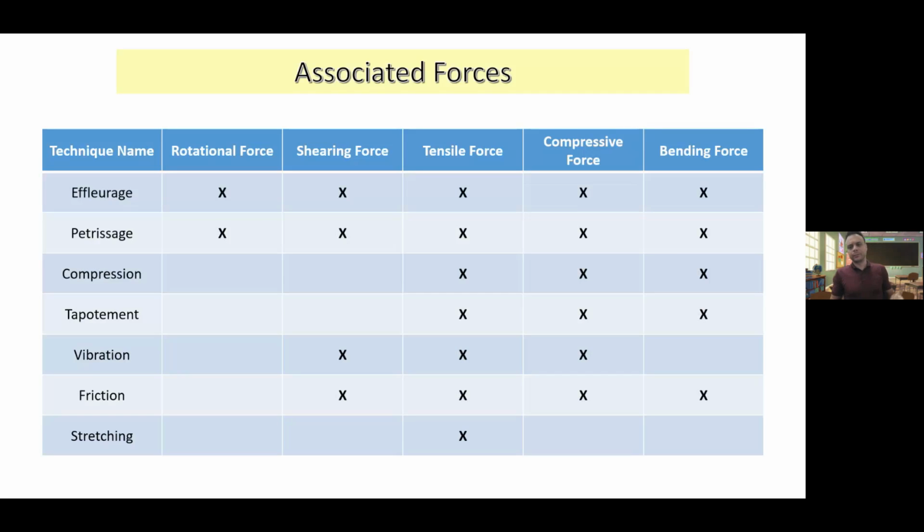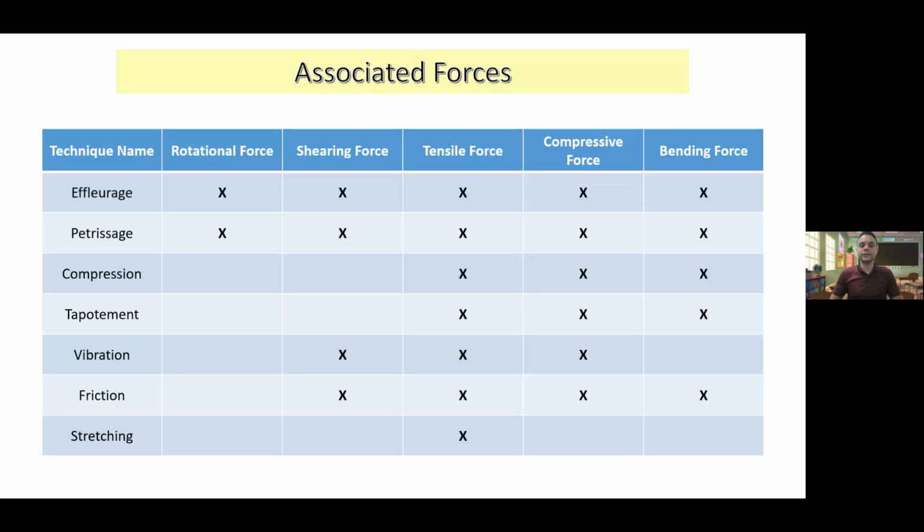So here is just a brief table that depicts what forces our techniques perform or produce, right? As you can see, Effleurage and Petrissage are pretty much big staples and go-tos in the massage arsenal. And for good reason, apparently, because they can produce so many various forces, which then can cause so many various effects in the body.